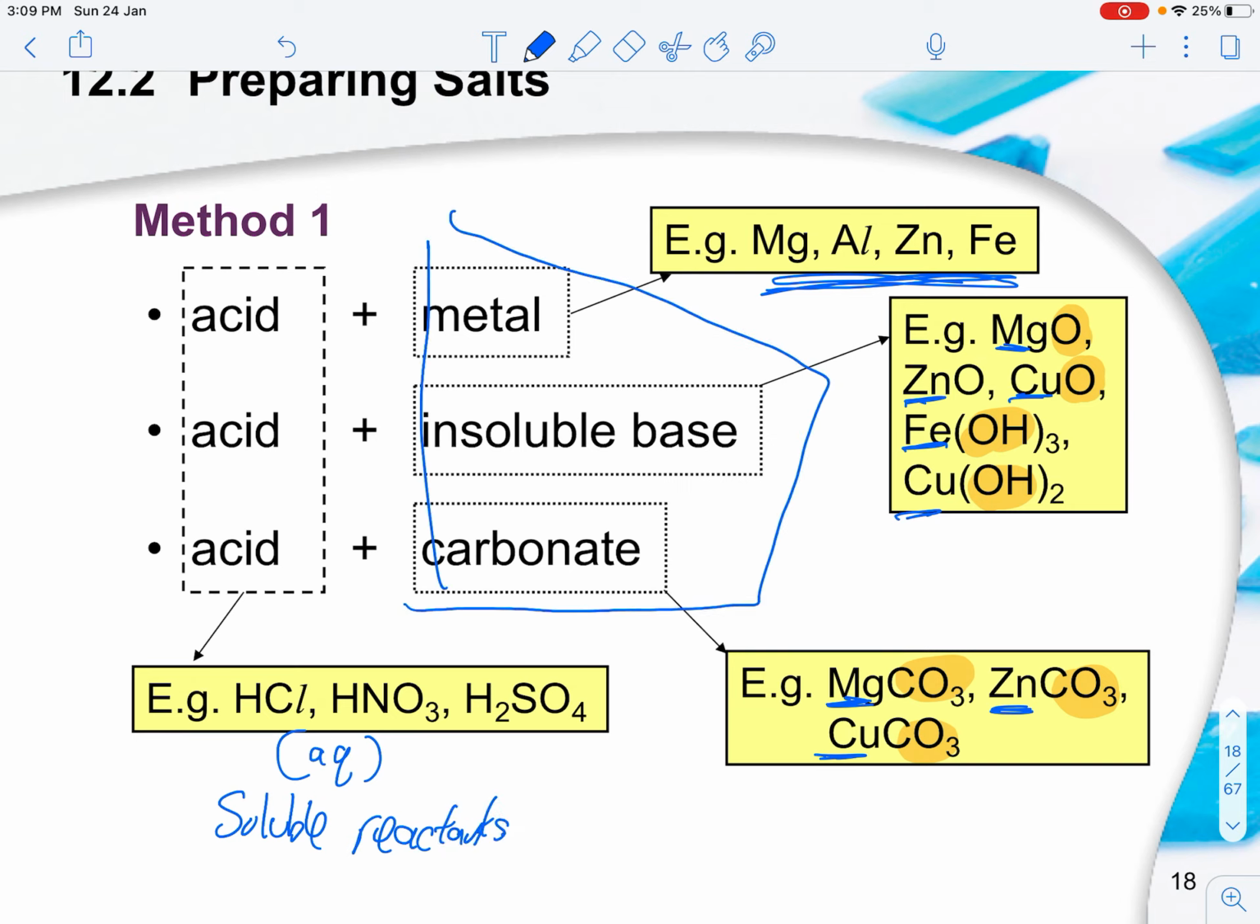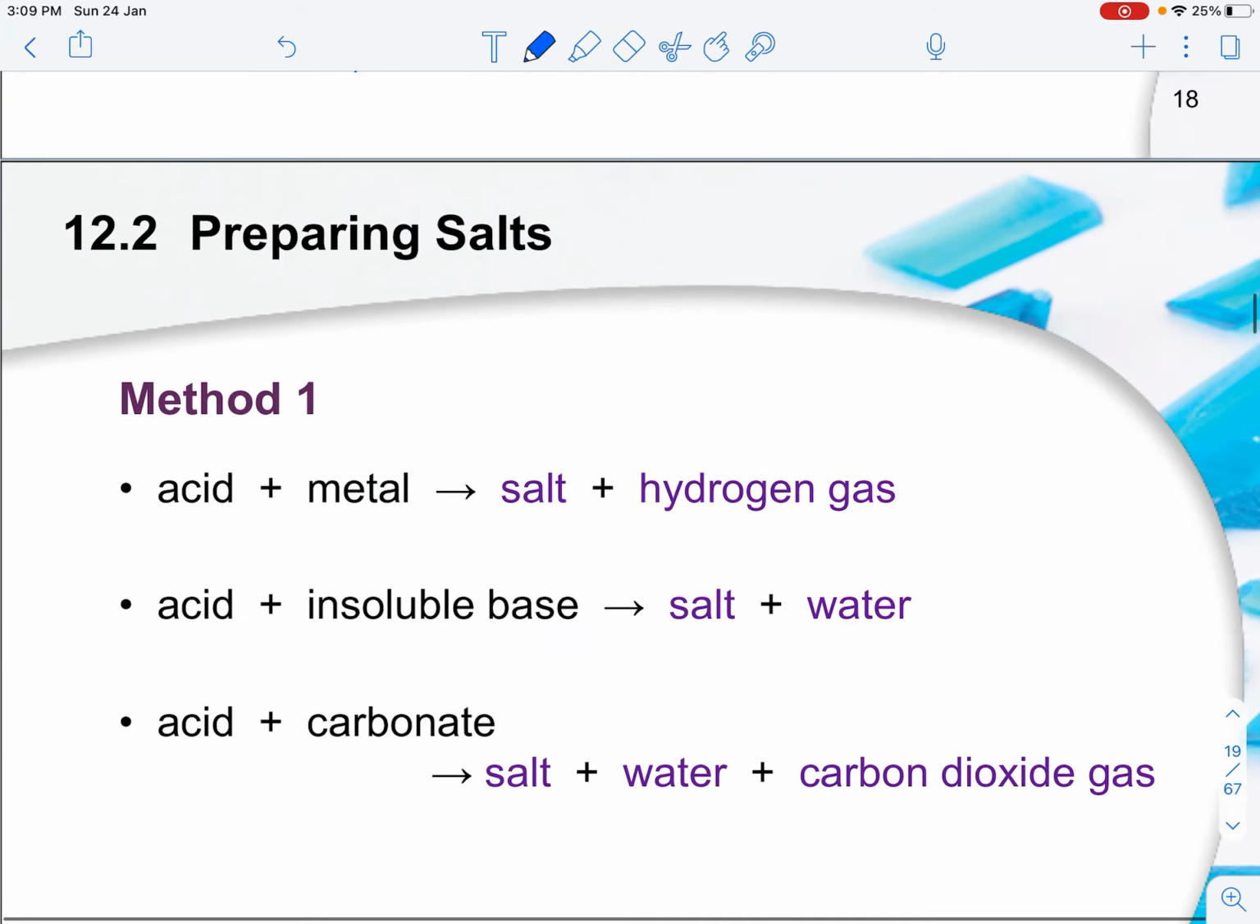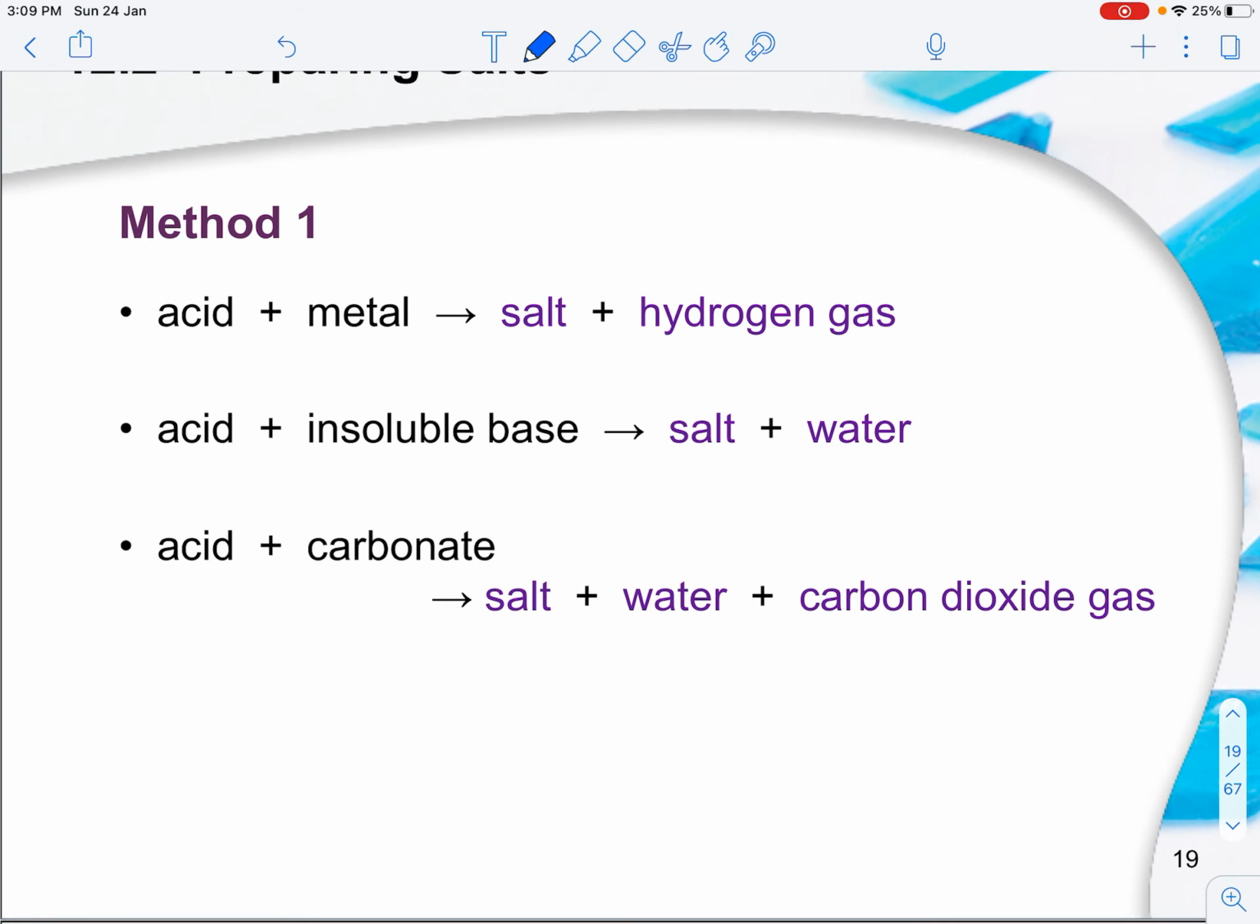On the other hand, all these here tend to be insoluble reactants. Okay, so these are the word equations with the respective salts that are produced. But whenever a follow-up question asks you for the chemical equation, always remember to include your state symbols, where hydrogen gas, there's only two gases, and water is always in liquid form.